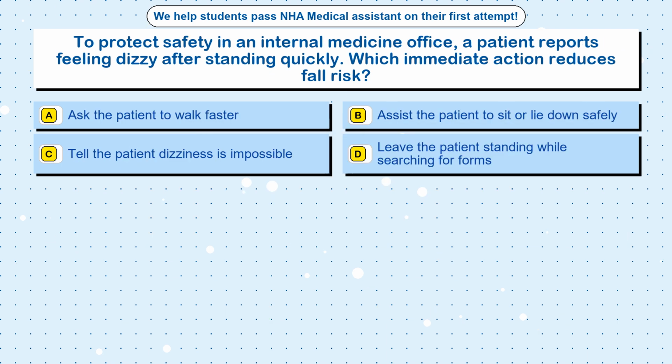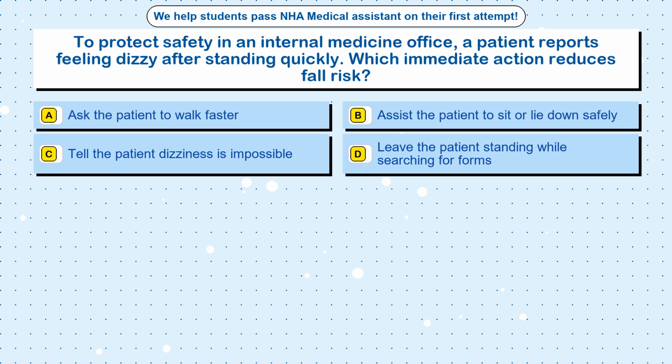Question 70. To protect safety in an internal medicine office, a patient reports feeling dizzy after standing quickly. Which immediate action reduces fall risk? Option A. Ask the patient to walk faster. Option B. Assist the patient to sit or lie down safely. Option C. Tell the patient dizziness is impossible.